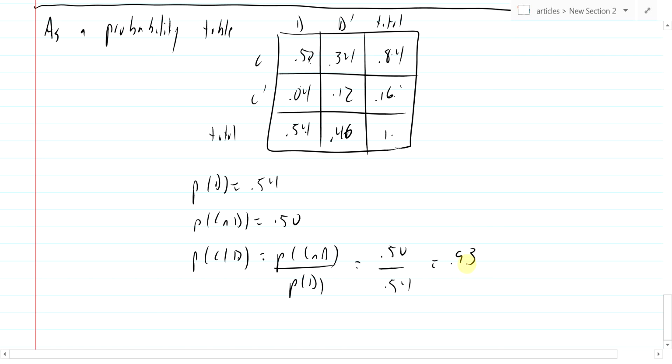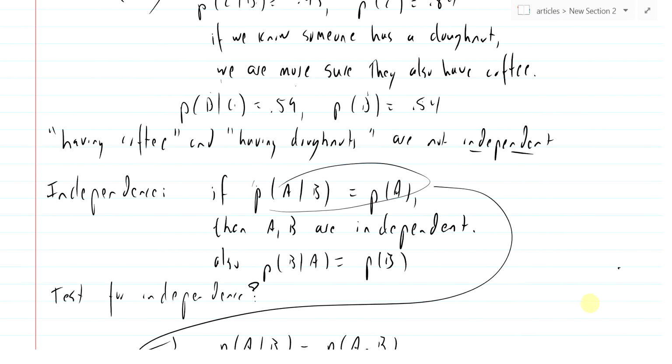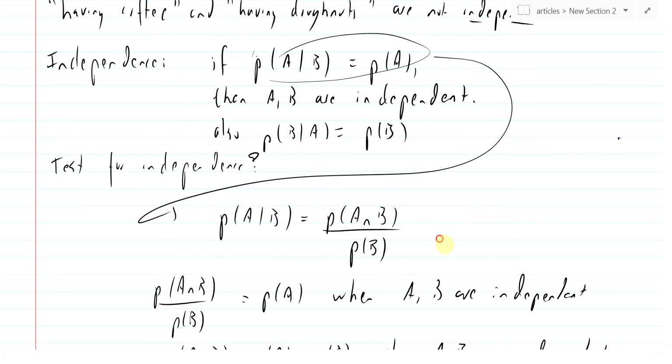Right? And likewise, P of donut given coffee, right? What's the probability that you have donut and coffee? That's the 50%. What's the probability that you have coffee? That's this 84%. And that should be my 0.59 that we had before.